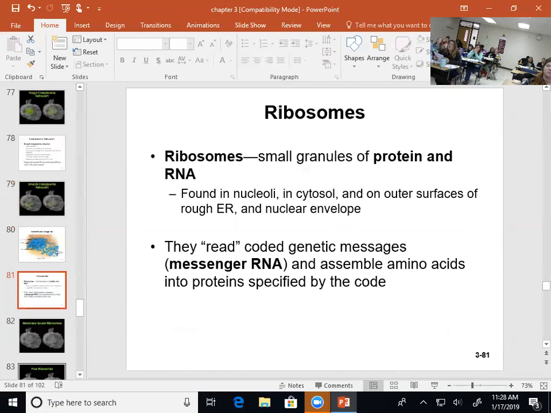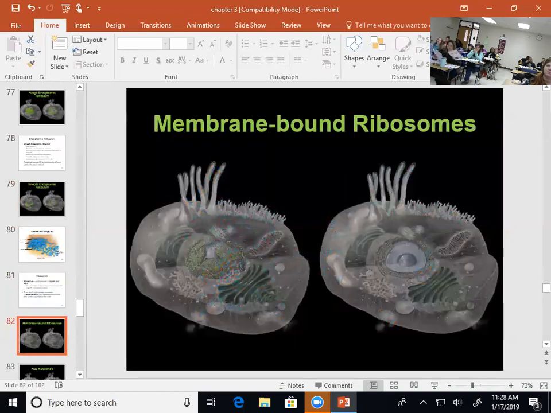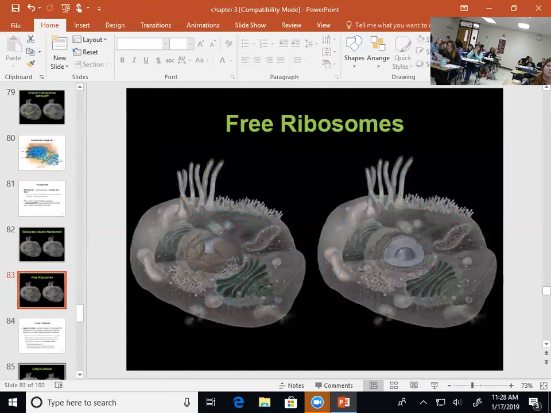Okay, so great, and I'm just moving along here with some of these pictures. There are free ribosomes. As I was telling you all, ribosomes aren't just embedded in the rough ER. There are also free ribosomes throughout the cell, and that's true.